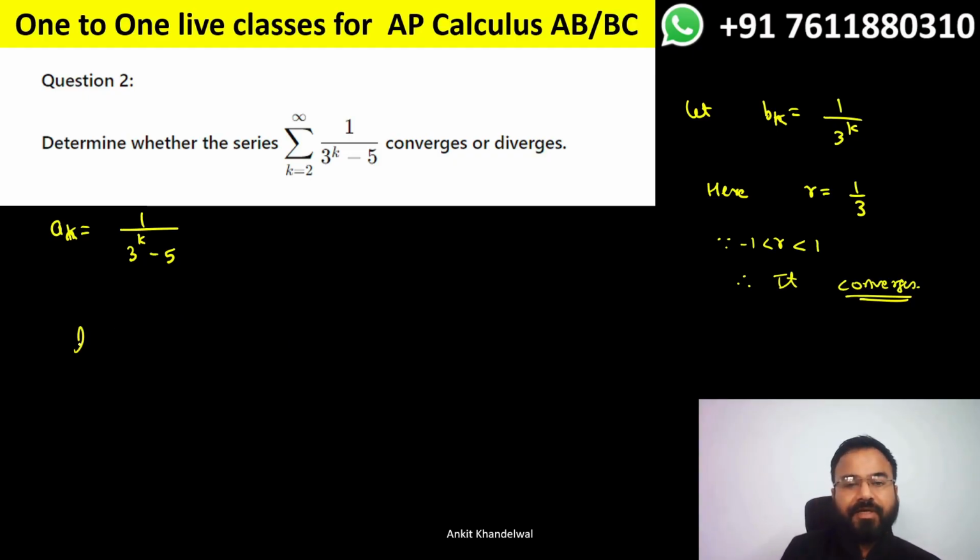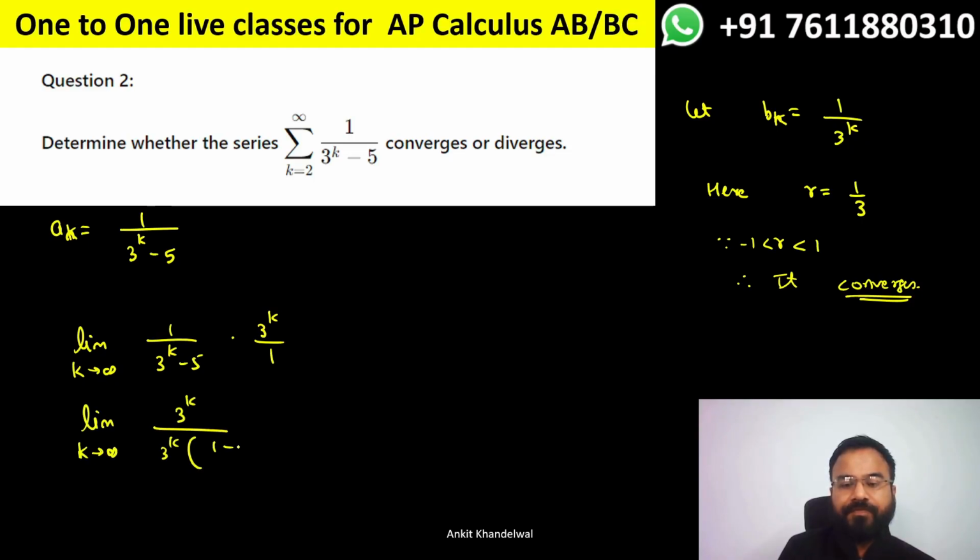So now let us do one thing. Limit k goes to infinity, where we can use k or n. Limit k goes to infinity, ak is 1 upon 3 power k minus 5 divided by 1 by 3 power k. Dividing by 1 by 3 power k, so 3 power k will go in the numerator. To simplify this limit, we take 3 power k as common. So it is 1 minus 5 over 3 power k. Now this 3 power k will cancel.